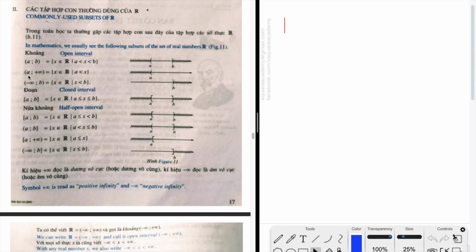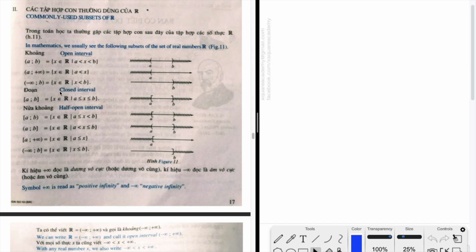Open interval from a to positive infinity. That means x, an element of real numbers, such that x is greater than a. You see, from a to positive infinity, and from negative infinity to b. So that's x less than b.